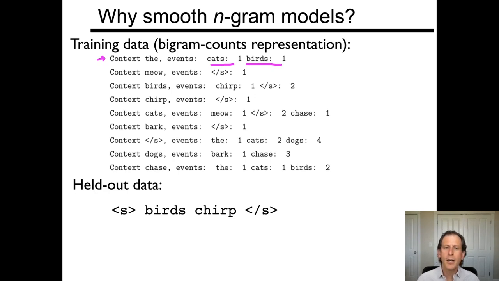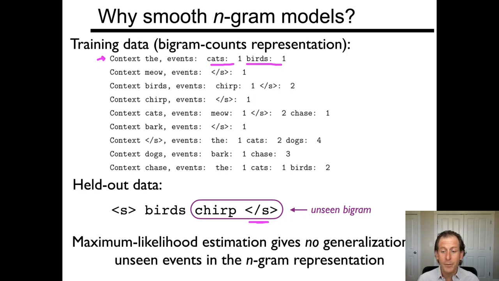Now suppose that I learn a model from these data using the method of maximum likelihood, and then I have a new observation that I want to predict: the probability of the new sentence being "birds chirp". Well, I've never seen the word chirp in my training data followed by the end of a sentence, and so this sentence would get probability 0. And that's a huge problem. It indicates that maximum likelihood estimation gives no generalization to unseen events in the n-gram representation.